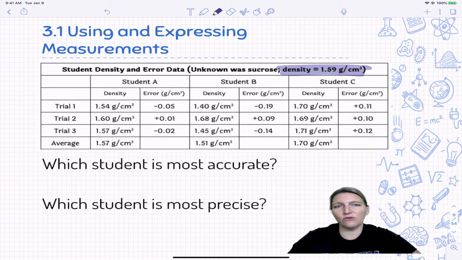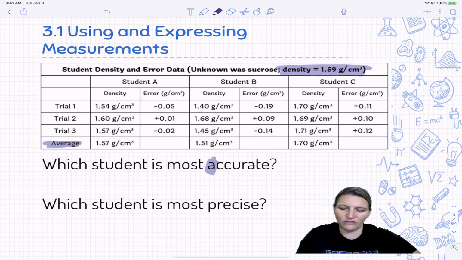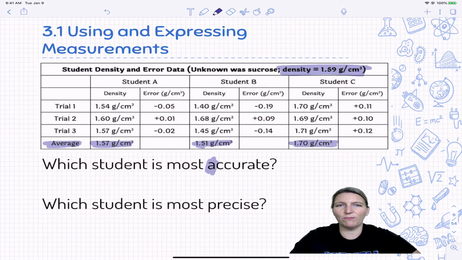So let's try to answer this question. What student or which student was most accurate? So remember accurate, how close they come to the actual value. The answer is 1.59. Which student came close to the actual answer of 1.59? And that's why it's really helpful to look at the averages here. So here are the averages. Which student came close to 1.59? You're right, it's student A.